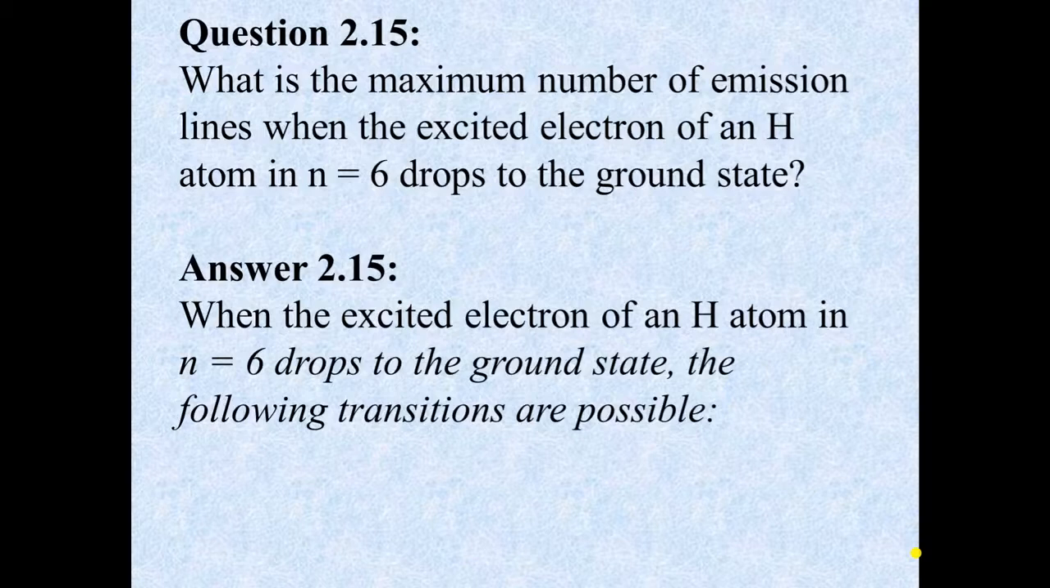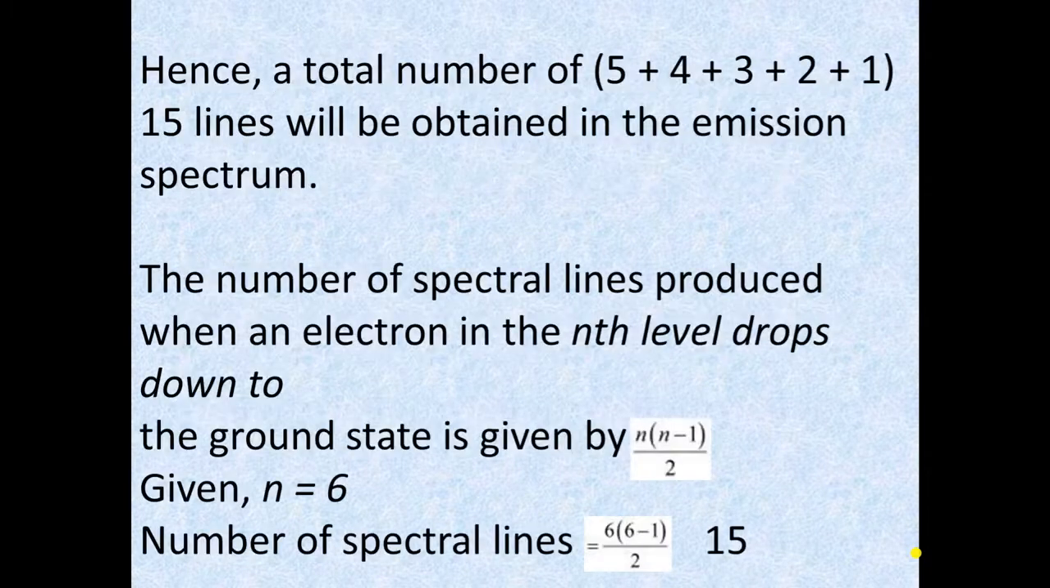Now question number 15: what is the maximum number of Humphreys lines when the excited electron of a hydrogen atom in n = 6 drops to the ground state? For this we will use the formula n(n − 1)/2. Here the value of n is equal to 6. When you solve this, it comes equal to 15. That means 15 lines will be obtained in the spectrum.